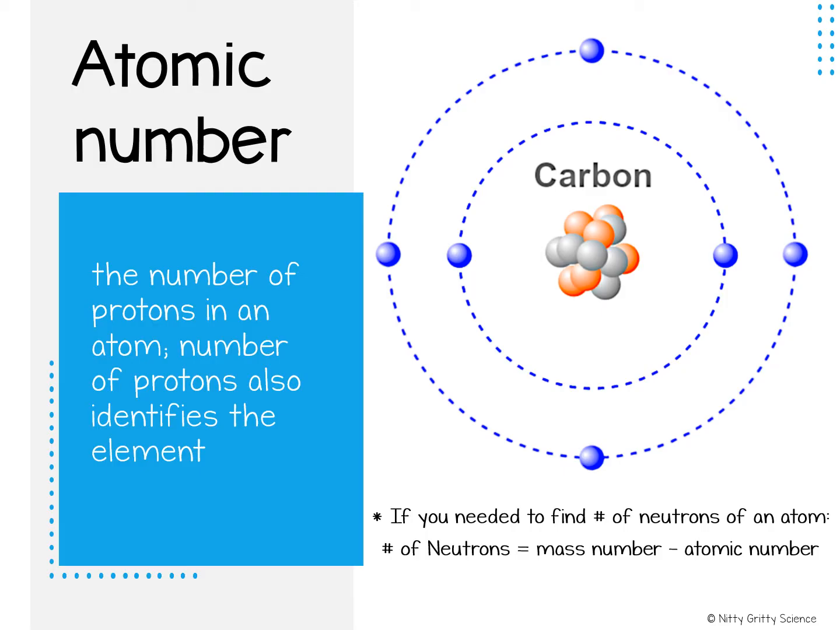You can determine the number of neutrons in an atom if you remember that the mass number of an atom is the sum of the protons and neutrons in the nucleus. If you subtract the atomic number, or the number of protons, from the mass number, you would get the number of neutrons.